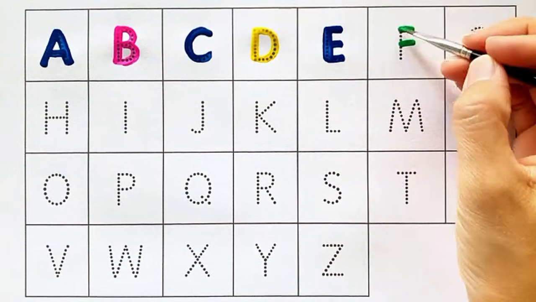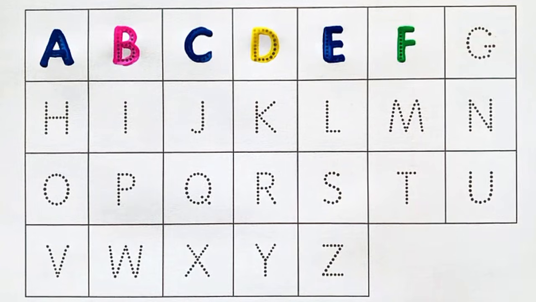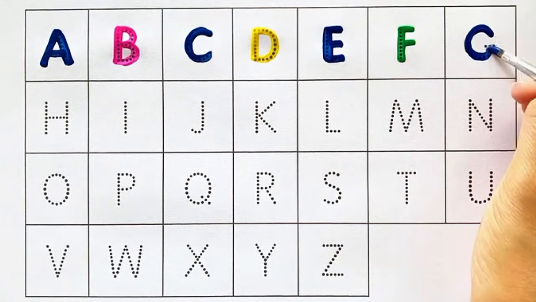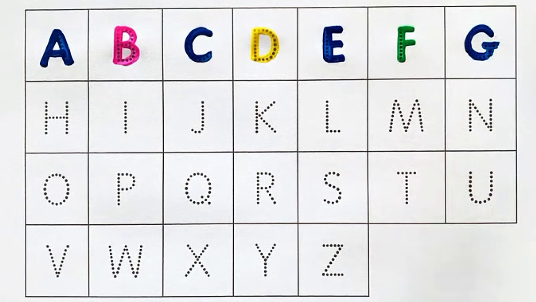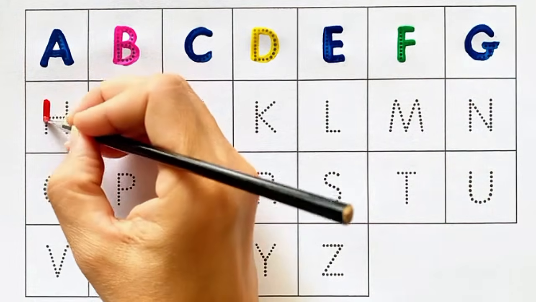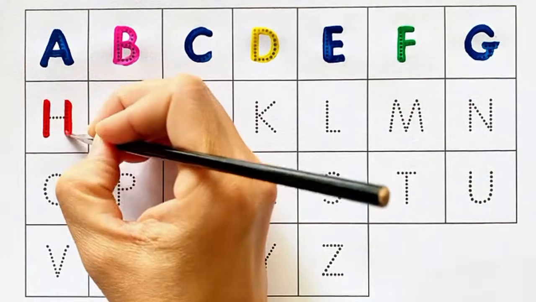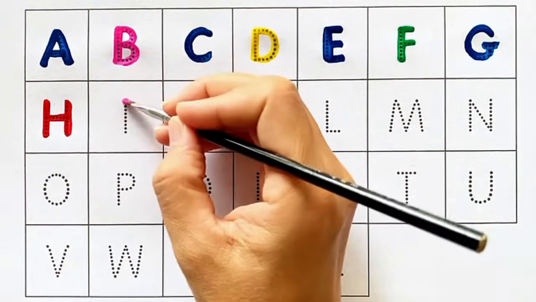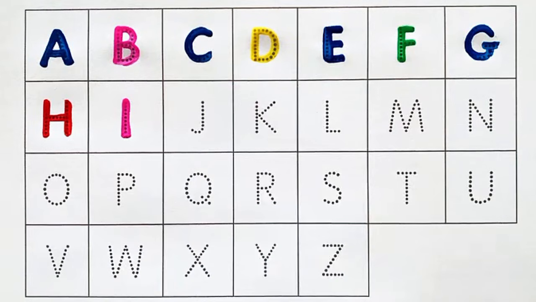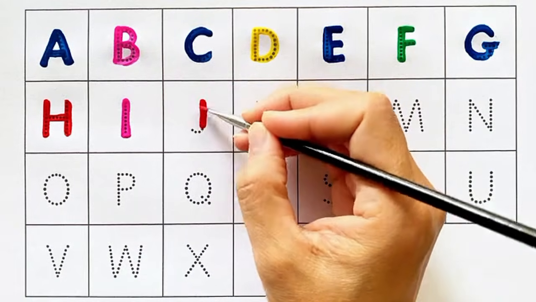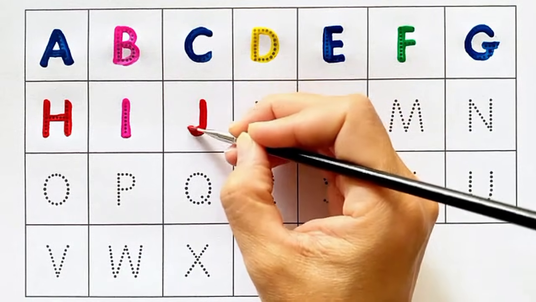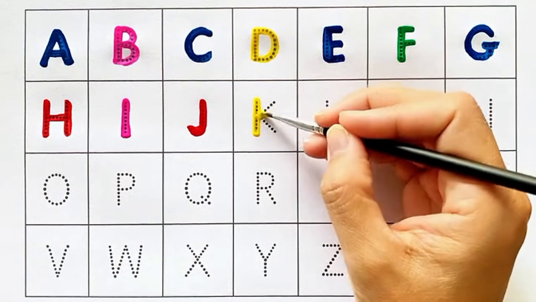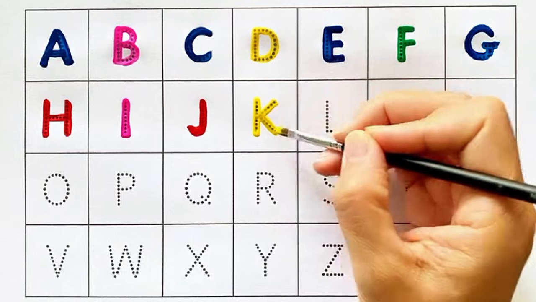F for fish. G for goat. H for hen. I for iguana. J for jaguar. K for kangaroo.